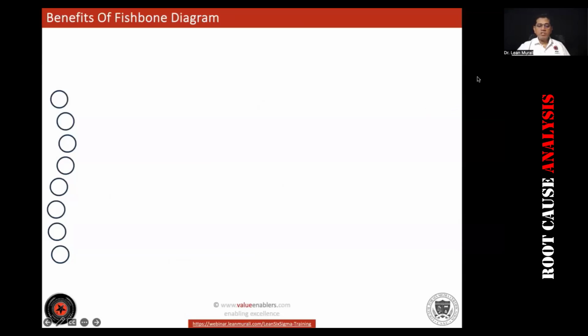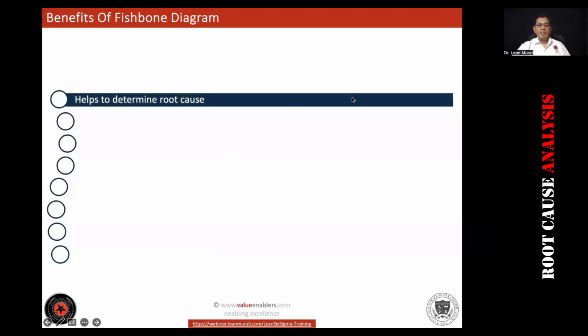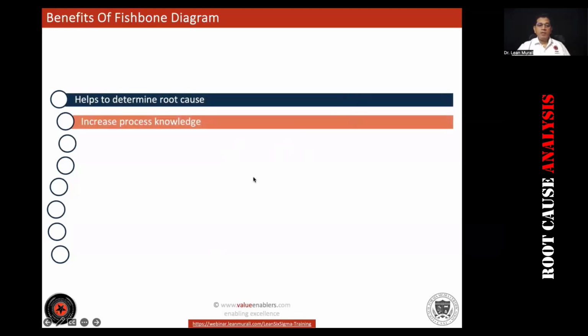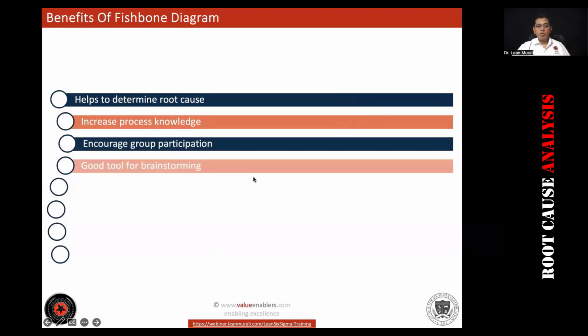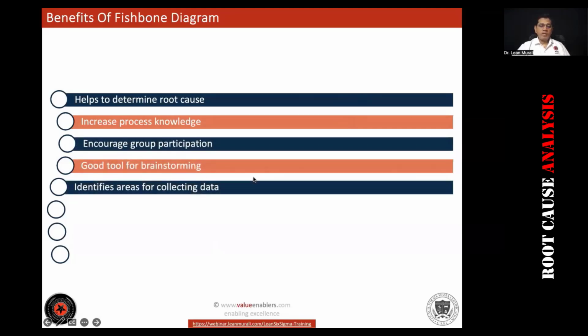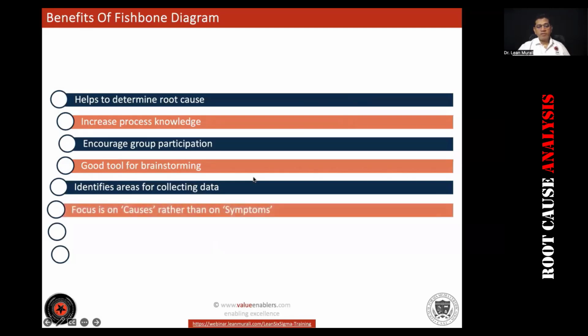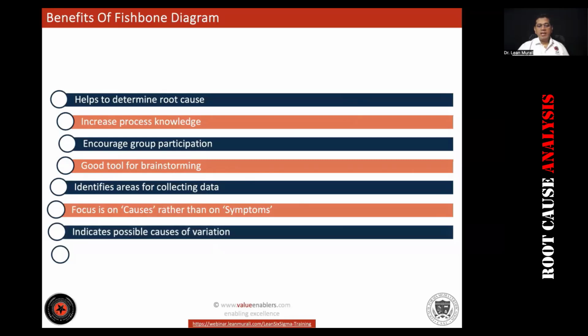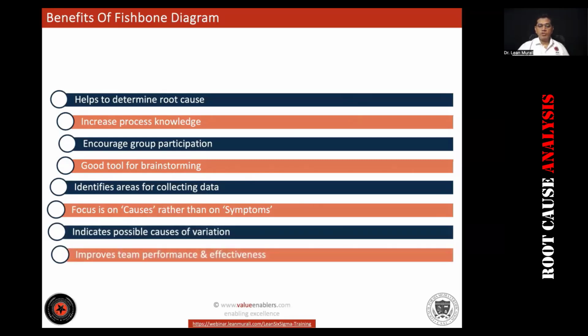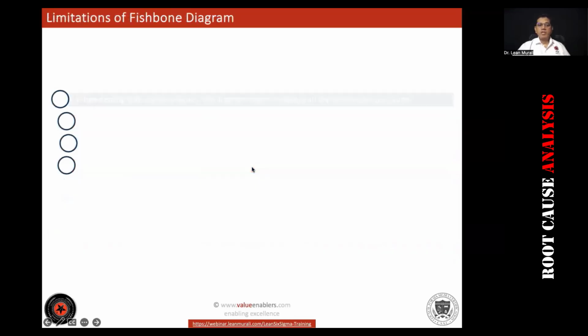So what are the benefits of this fishbone diagram? The benefits are: helps determine the root cause, increases process knowledge, encourages group participation, is a good tool for brainstorming, identifies areas for collecting data, focuses on causes rather than symptoms, indicates possible causes of variation, and improves team performance and effectiveness.